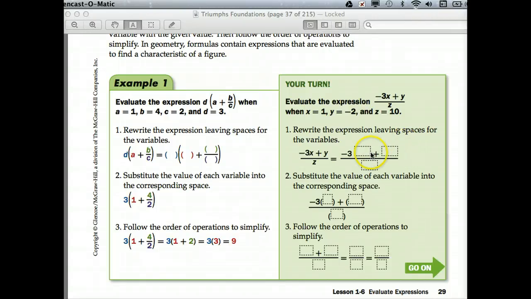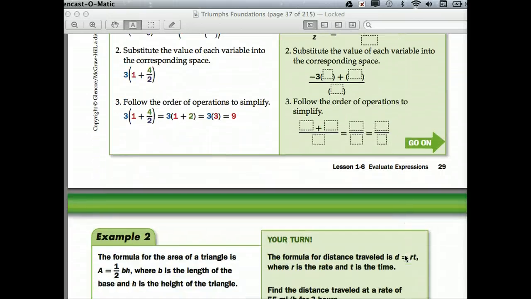Okay, as we see, we've left open places for each of the variables. So in this one, that one was an x, so we're going to put a 1. This y is negative 2. And this z is 10. So we're going to have negative 3 plus a negative 2 divided by 10. So we're going to start with our numerator. A negative 3 plus a negative 2 is going to give us a negative 5 over 10, which reduces to a negative 1 over 2, negative 1/2. Good job, gentlemen.